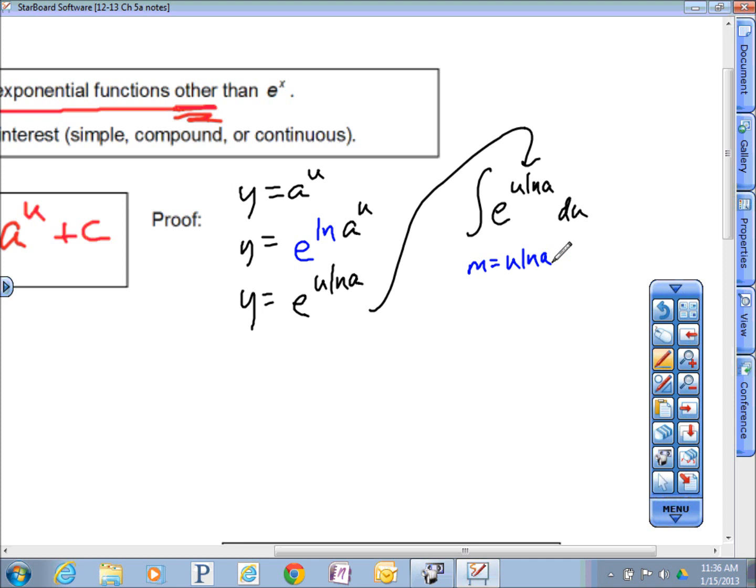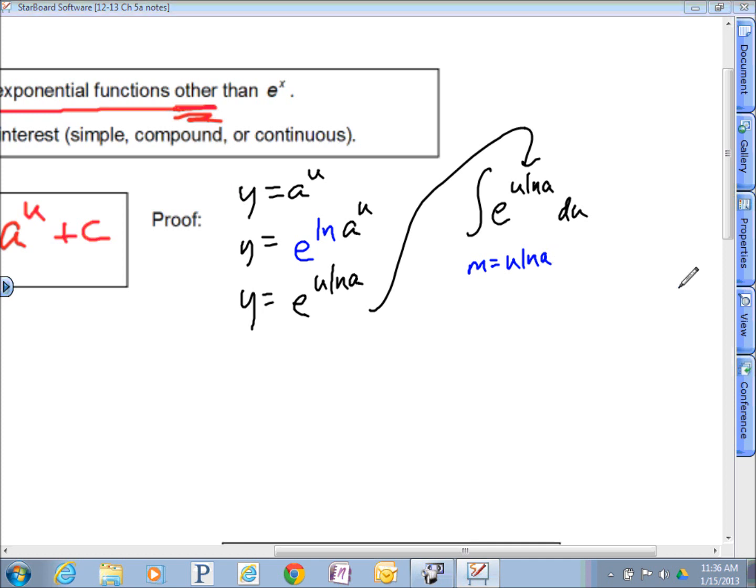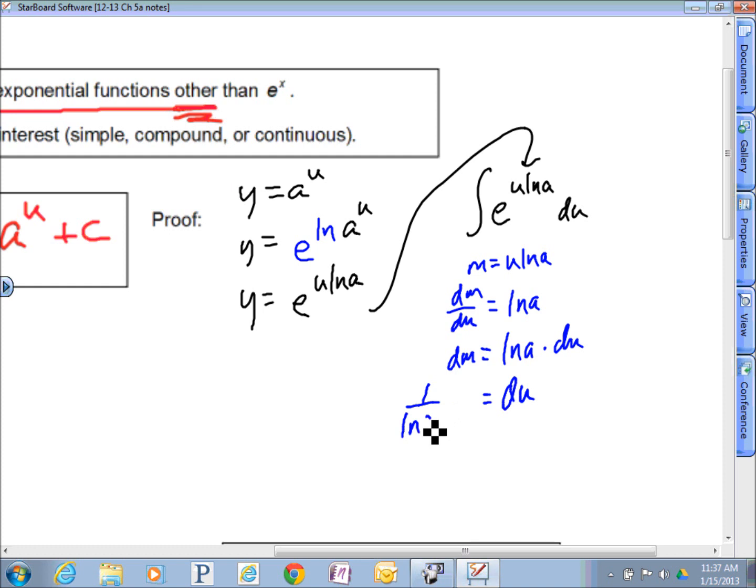Now can I rewrite that integral so that it has all m's and no u's in it anymore? So what's dm over du? Well, that's natural log of a times the derivative of u, which is 1. So my dm would be natural log of a times du. So the du that's in the problem would be 1 over the natural log of a times dm. Now if you rewrite this integral, we've got the integral of e to the m dm.